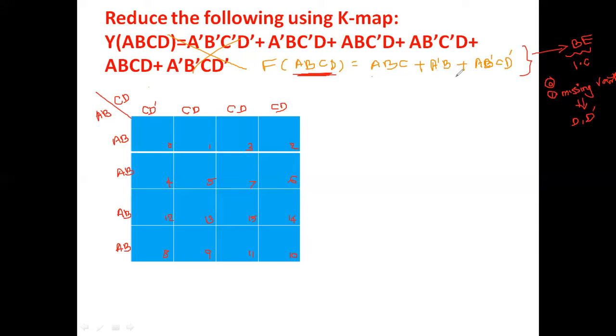Similarly, the second part of this equation is A bar and B. So what are the missing variables? C and D. Its combinations you have to write. C D means what is the missing combination? C bar D bar, very important, please listen. Then C bar D, then C D bar, and then C D. Similarly, in the third part there are totally four variables, so there is no missing variable.